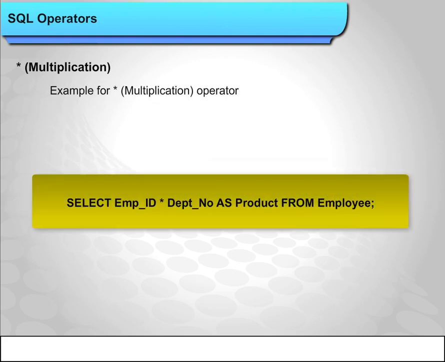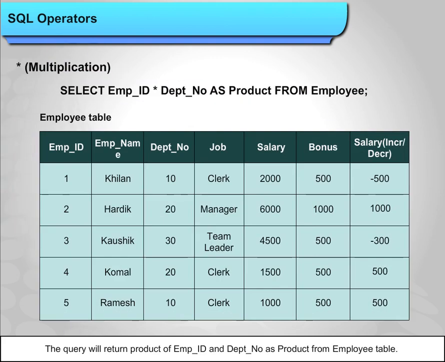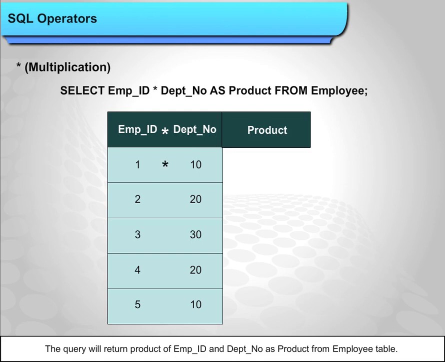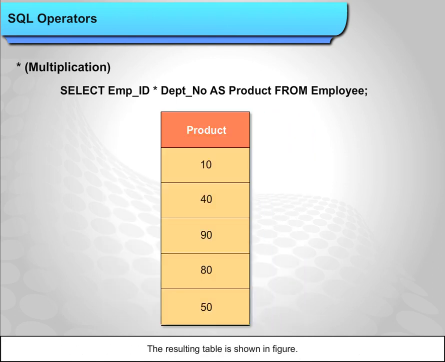Example for multiplication operator: select EMP-ID into department number as product from employee. The query will return product of employee ID and department number as product from employee table. The resulting table is shown in the figure.